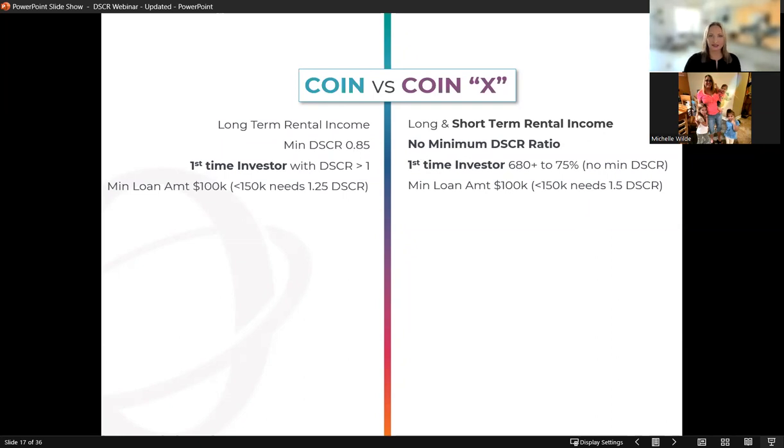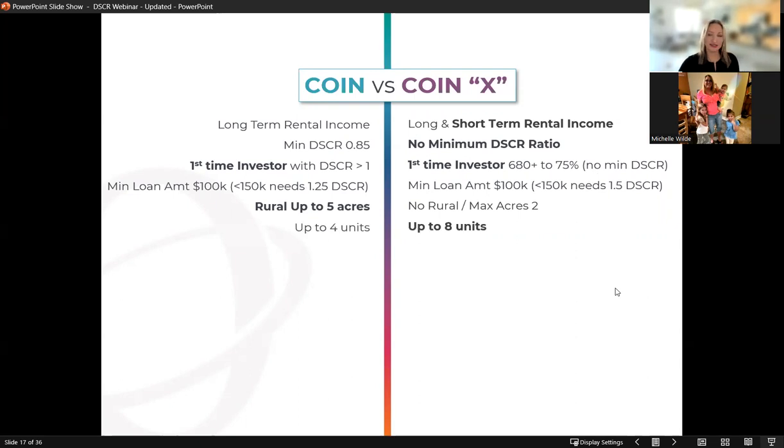Now, you will find that DSCR loans, no matter where you're going, do have some additional restrictions on the low loan amounts. And a lot of lenders won't even go under like 300,000 on DSCR. We go all the way down to 100,000. But once you go under 150, then you just need to check the guidelines. Coin wants a 1.25 DSCR under 150, and then Coin X is actually going to want 1.5 on those lower loan amounts. One perk that we actually changed with Coin is that it will do rural up to 5 acres, and that actually is huge. There's not a lot of investors out there who will do that. We have that program.